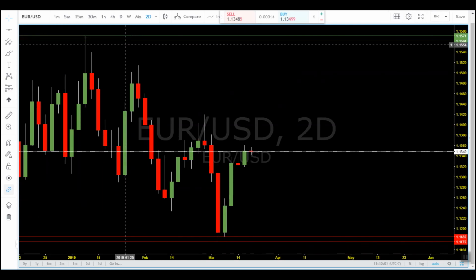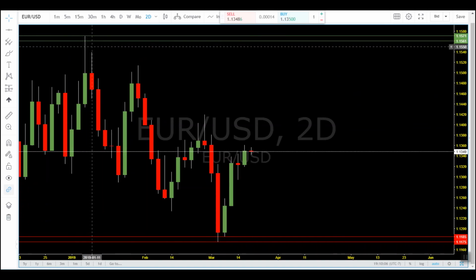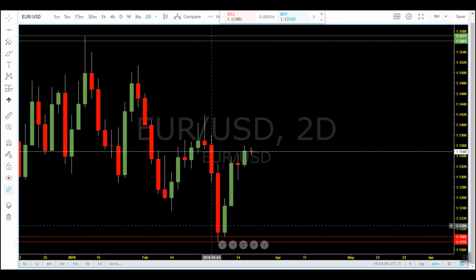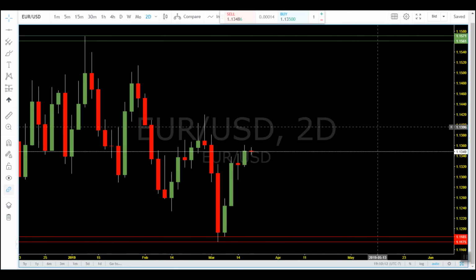Now that we've been able to identify the monthly market reversal zone for selling and the institutional monthly market reversal buy zone, we're now ready to find our entries and our targets.